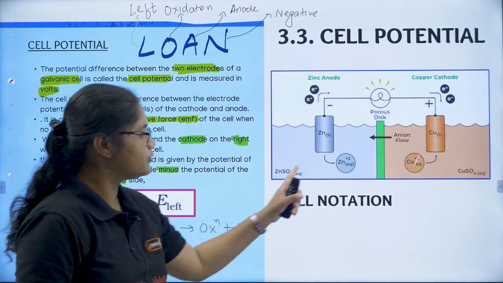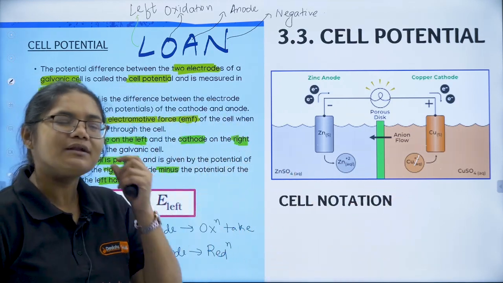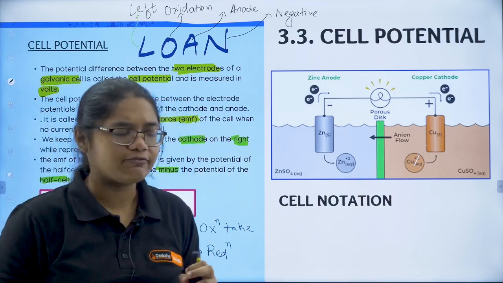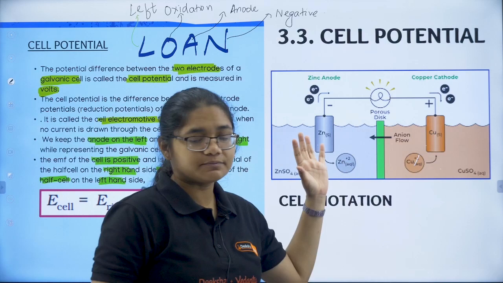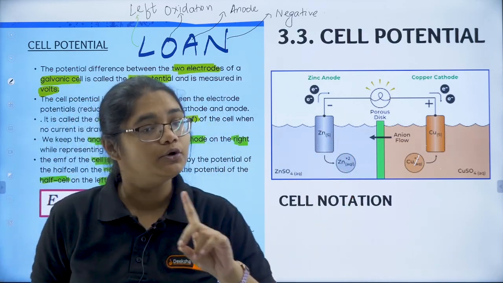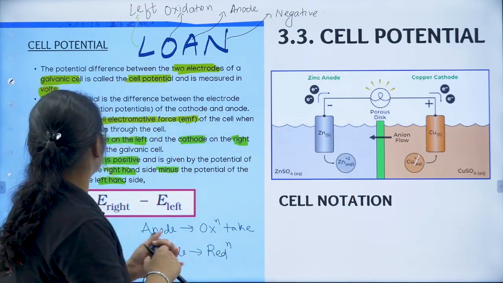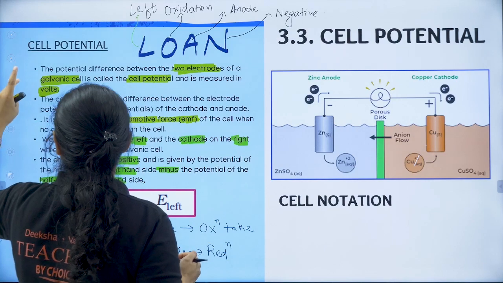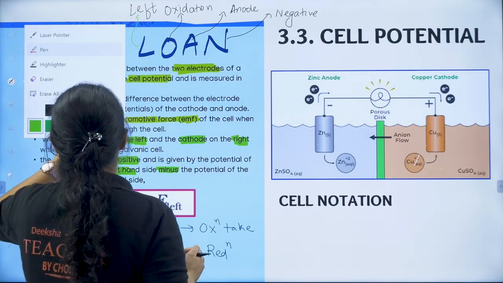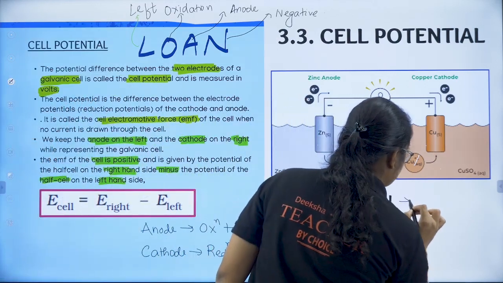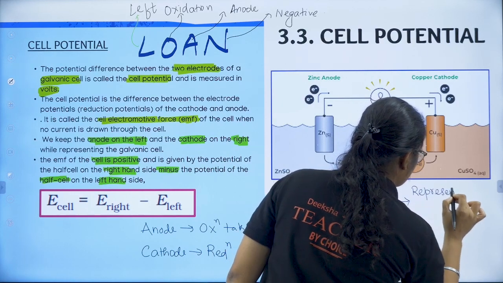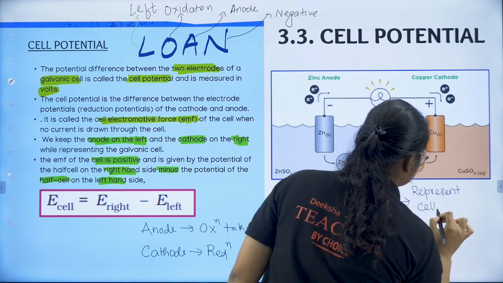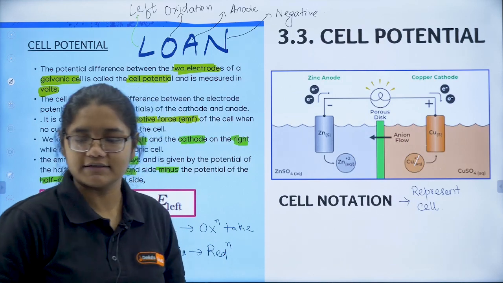Now how to write this cell notation? What is cell notation? Ma'am, do we have to always write these big diagrams? No ma'am. Cell notation is a way to represent a cell. Okay ma'am, I know what cell notation is.